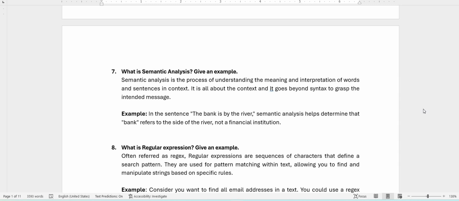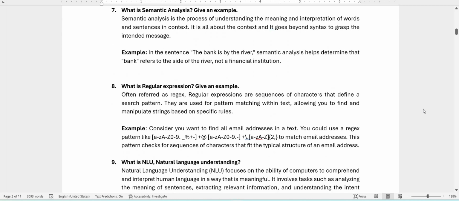Now, what is a regular expression? Give an example. It is often referred to as regex. They are sequences of characters that define a search pattern. They are used for pattern matching within the text, allowing you to find and manipulate strings based on specific rules.